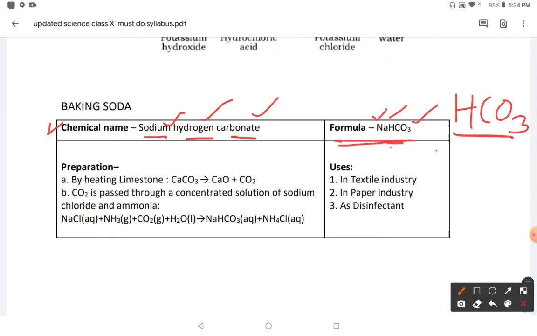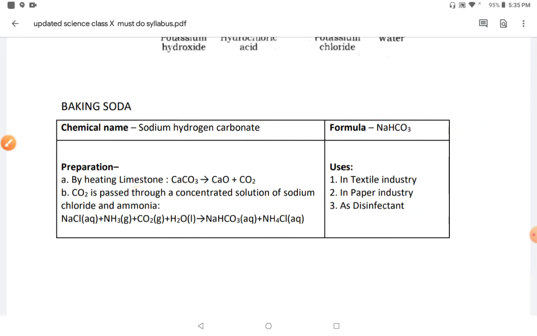Now, how is it prepared? By heating limestone. What is the formula of limestone? Calcium carbonate, which is converted into CaO plus CO2. Then when carbon dioxide is passed through a concentrated solution of sodium chloride, ammonia and water, it forms baking soda plus ammonium chloride. And what are the uses of baking soda? It is used in the textile industry, in the paper industry, and as a disinfectant in water.